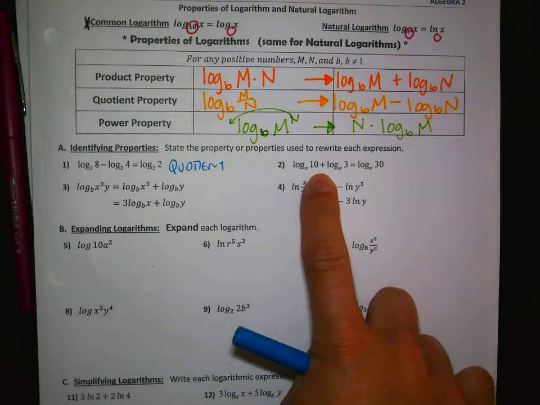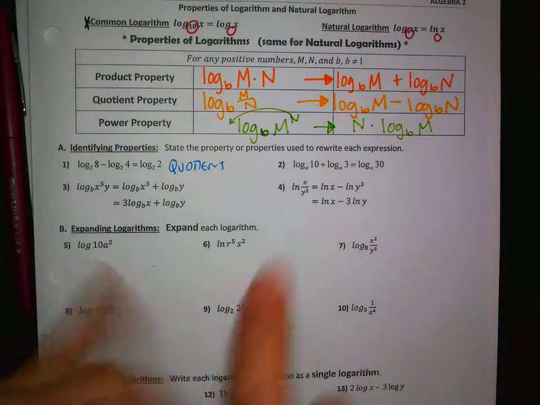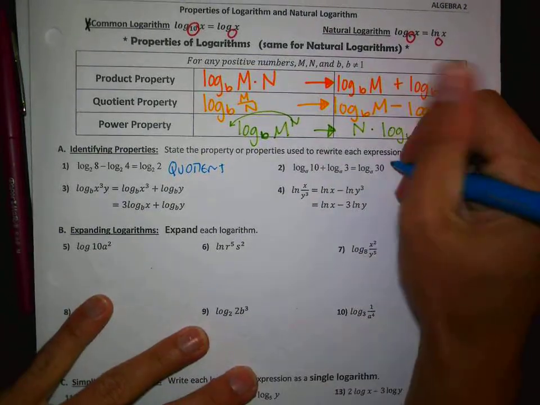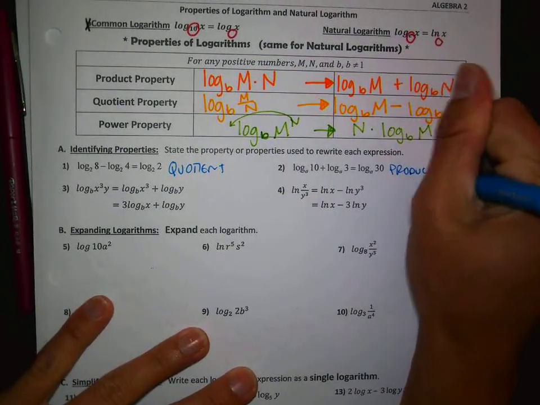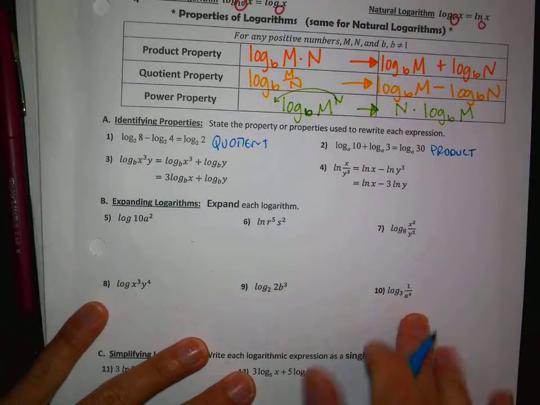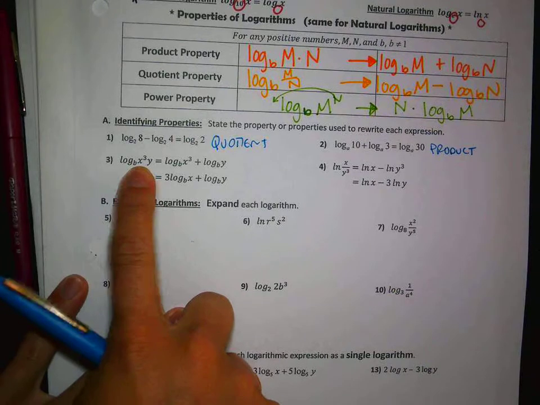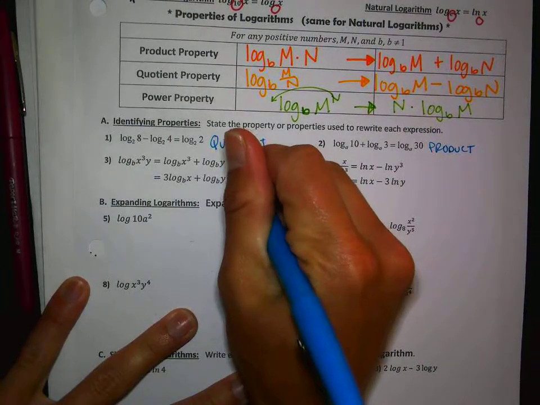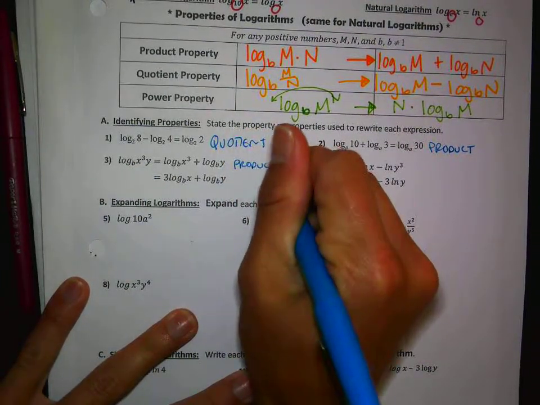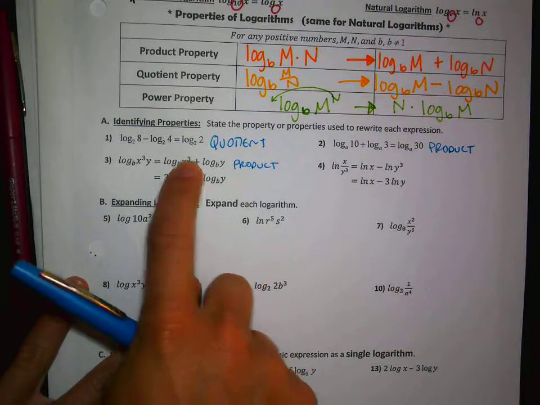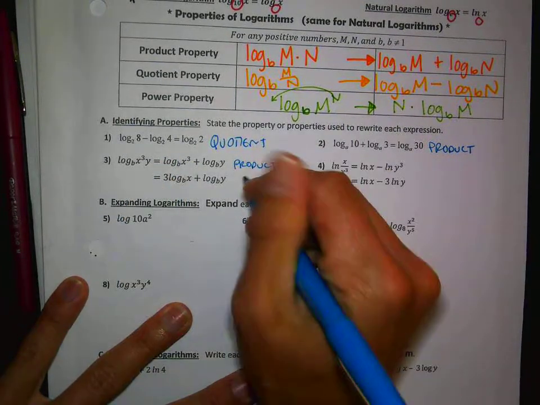Number 2, this is the addition. And you multiply 10 and 3. So what rule is that? Product. Numbers 3 and 4, they're using 2 rules. And so the first rule here is I'm going to multiply with an addition. That's the product. And then I take my exponent and I stick it in front. It's the power rule.